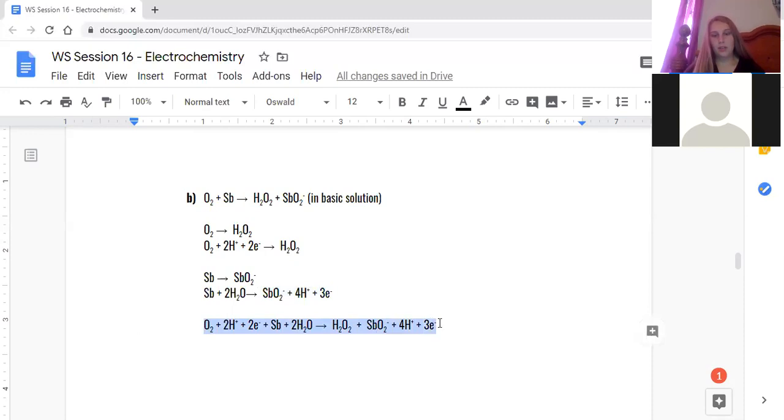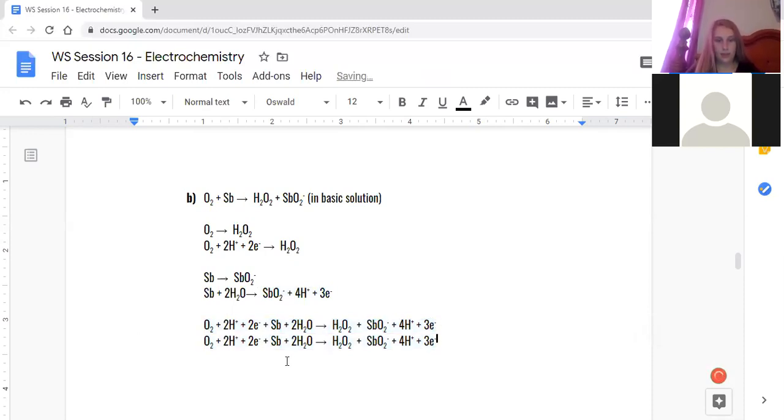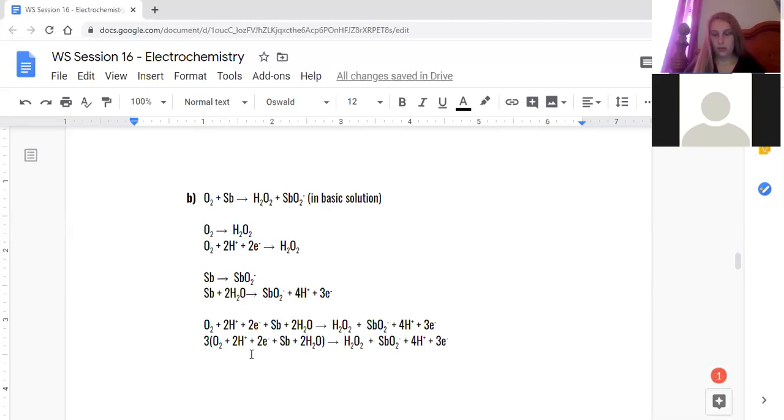And we need to figure out what cancels out again. So we need to cancel out our electrons. We have 2 on one side and 3 on the other. So once more we have to do our multiplication. We're going to multiply this side by 3, and we're going to multiply the other side by 2.